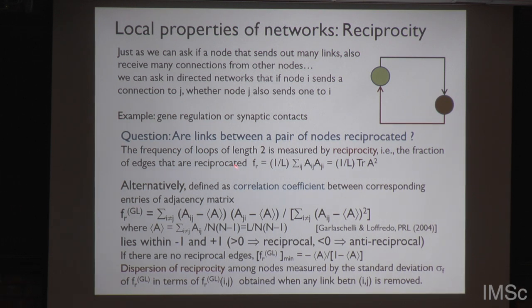This is measured by the reciprocity function, which essentially looks at the product of the quantities Aij and Aji and averages it over the total number of edges. Not surprisingly, this is nothing but the trace of A raised to 2. So this defines a reciprocity measure. You can of course also define it in a different way, as the correlation coefficient between Aij and Aji.